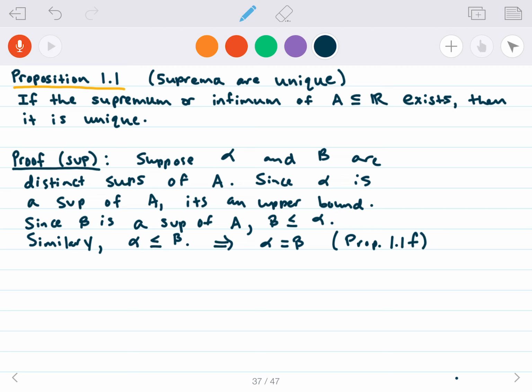Okay, and this is a contradiction, right? Because we assumed that alpha and beta were distinct. So it must be that the supremum of A is unique. And so as an exercise, you should prove that the infimum of A is also unique.